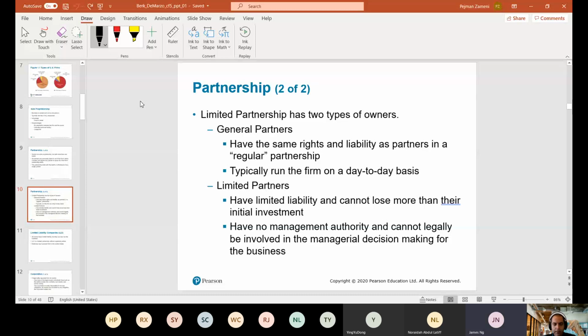Yes, the law changed already last year. Yeah, this is based on the US. Every country, of course, has slightly different rules here and there, but this is based on the US market and is just giving you some general idea. Limited partners have no management authority and cannot legally be involved in the managerial decision making for the business.